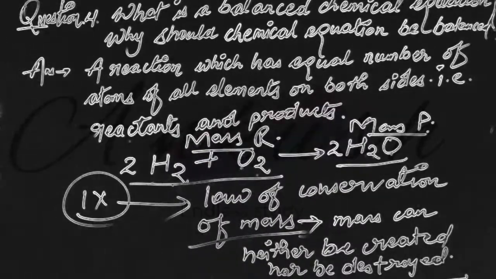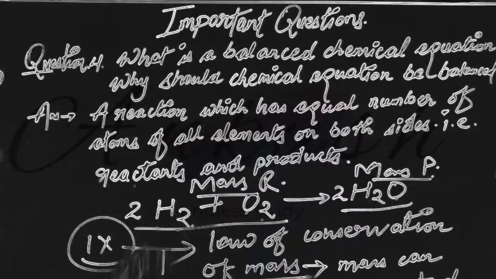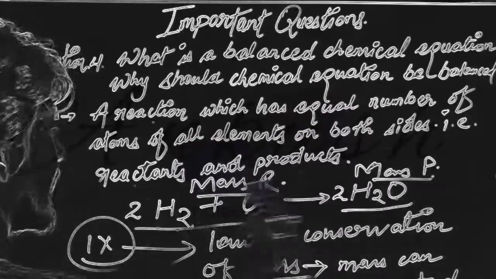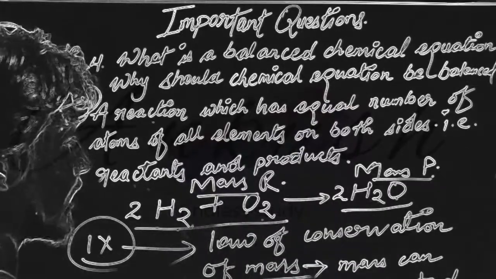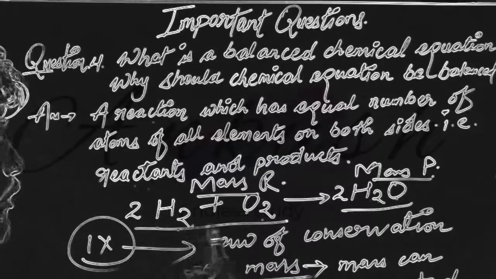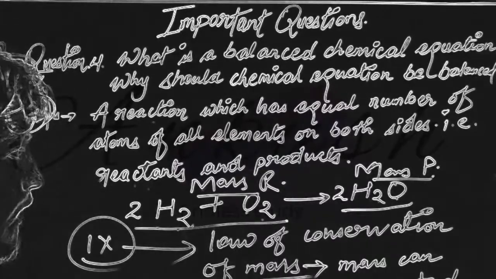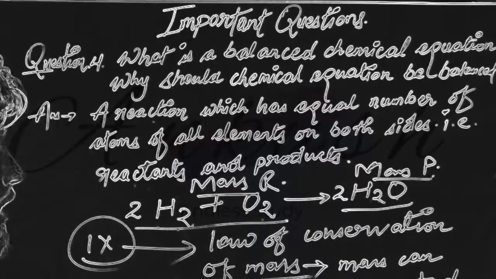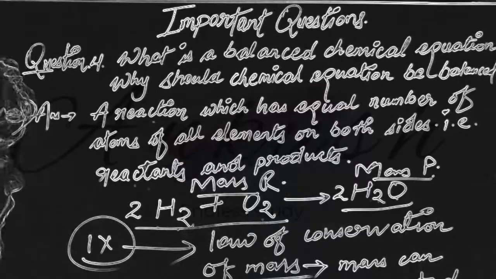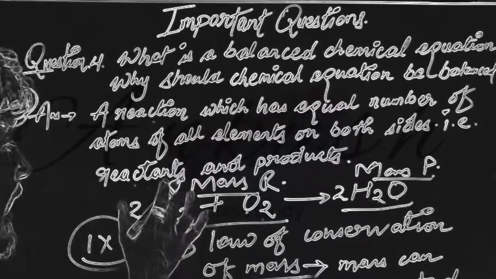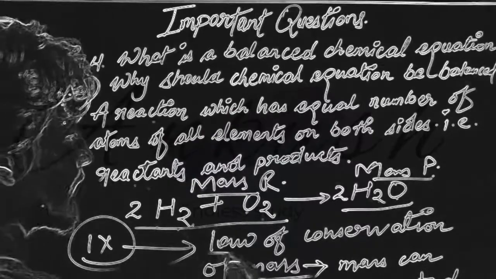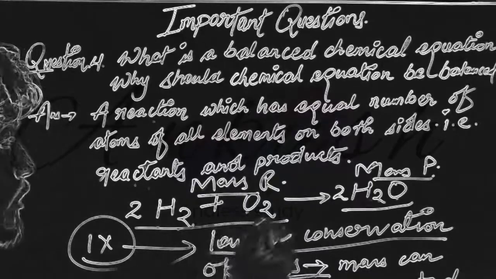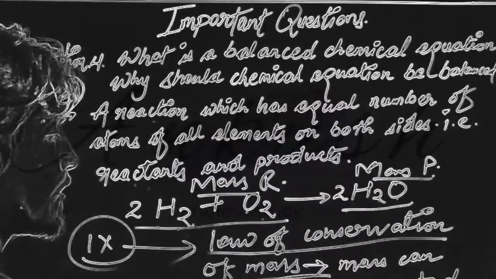So this is what we got as the answer for what is a balanced chemical equation. Now it is clear. A reaction which has an equal number of atoms of all elements on both sides, that is reactants and products, is a balanced chemical equation. For example, we took hydrogen plus oxygen gives water. It was not balanced and then we balanced it. Before balancing, an unbalanced chemical reaction is called a skeletal chemical equation. And why is it necessary to balance it? Because in class 9 we read about the law of conservation of mass, which states the mass of reactants should be equal to the mass of products.